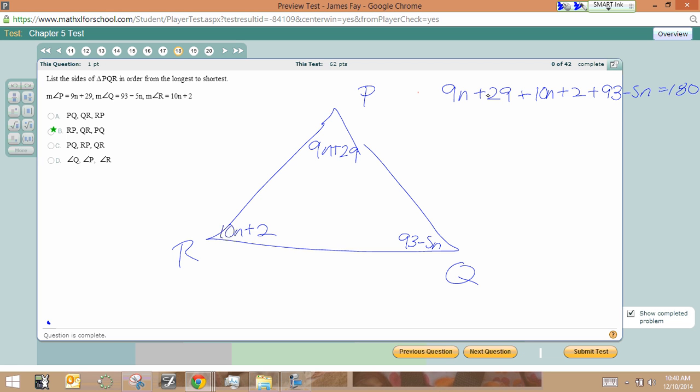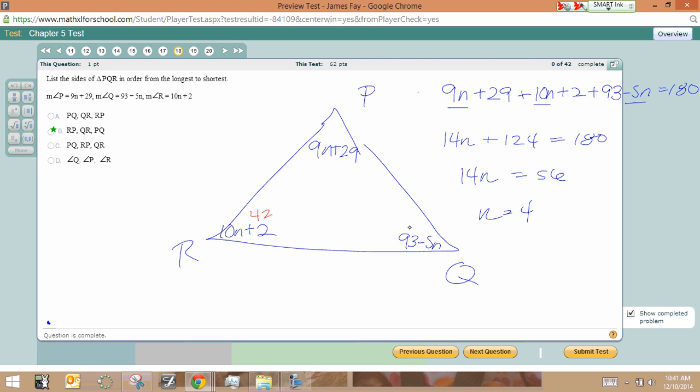Now I'm going to go ahead and combine like terms. 19n minus 5n would be 14n. I got 29 plus 2, that's 31. 31 plus 93 would be 124. That should equal 180. Subtract 124 from both sides, I get 14n is equal to 180 minus 124, which is 56. And then divide 56 by 14, and you get 4. So n is 4.